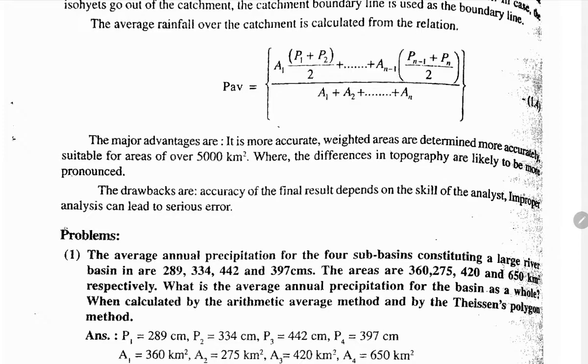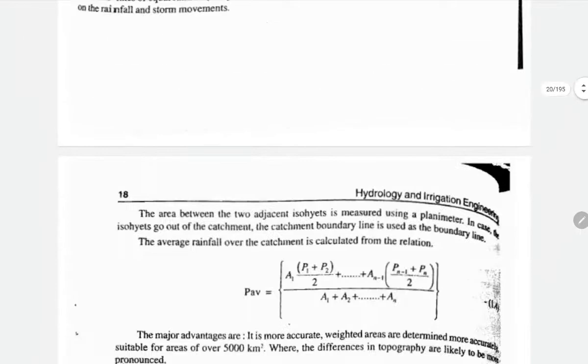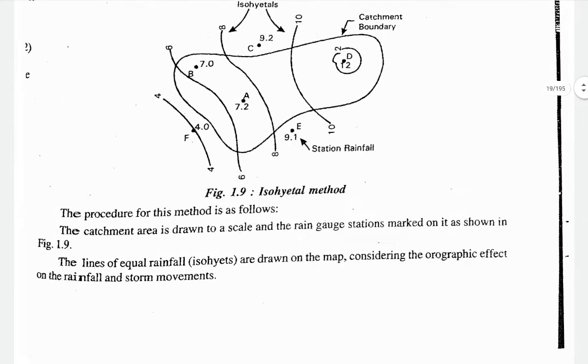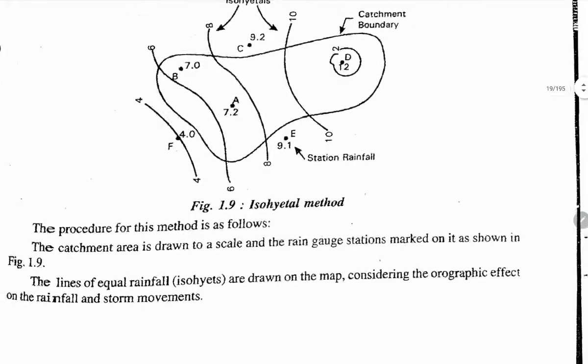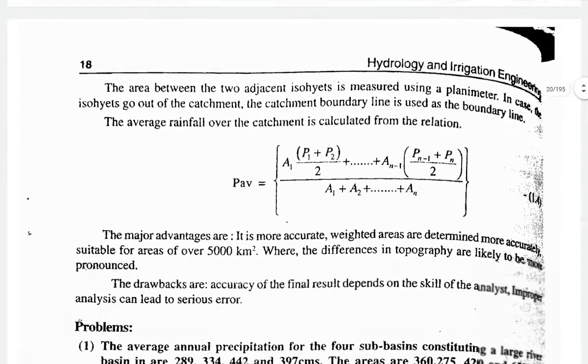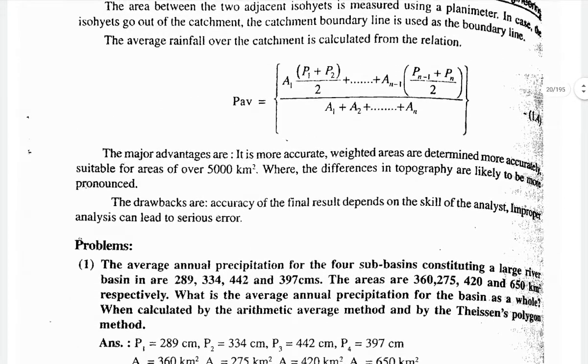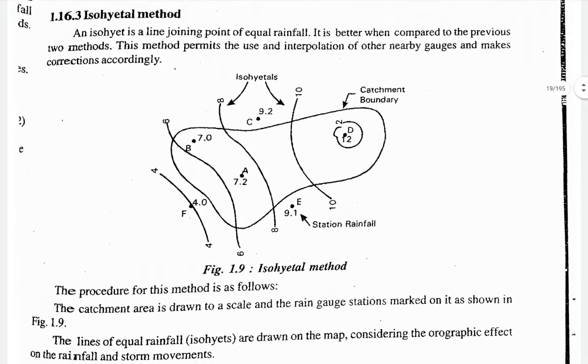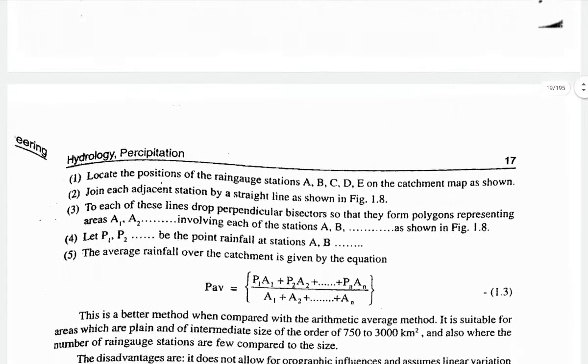The drawbacks are that the accuracy of the final result depends on the skill of the analyst, and improper analysis leads to serious error. So the main disadvantage is accuracy. While calculating, as we know, the area is calculated using a planimeter, which requires more skill. If any errors occur during the calculation, they lead to serious errors. So this is quite a reliable as well as quite a difficult method to find the average rainfall.